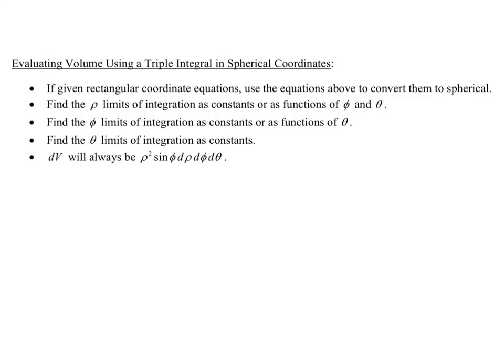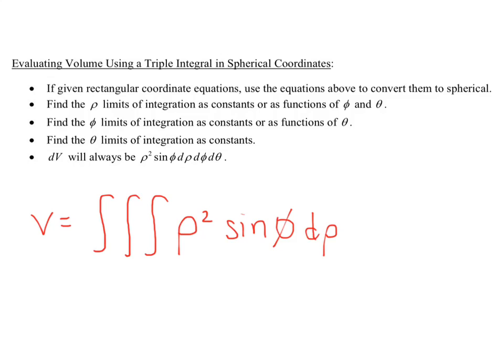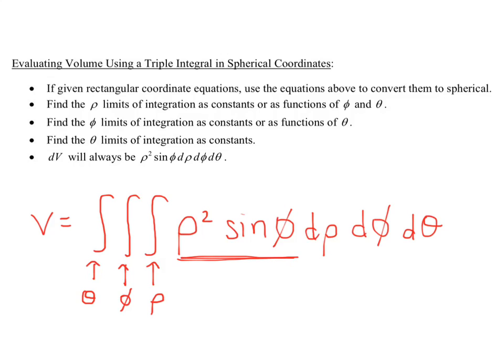So basically, what I would end up with for a volume is I would have my region, and then I would have rho squared sine phi d rho, d phi, d theta. And now the bounds on this outer one are going to come from my theta, the middle one are going to come from phi, and the innermost will come from my rho equations. So that's how I would set up any volume equation. And make sure you have this integrand rho squared sine phi.